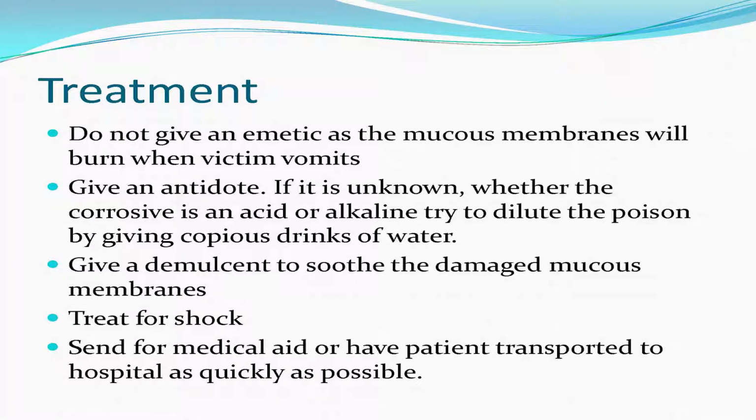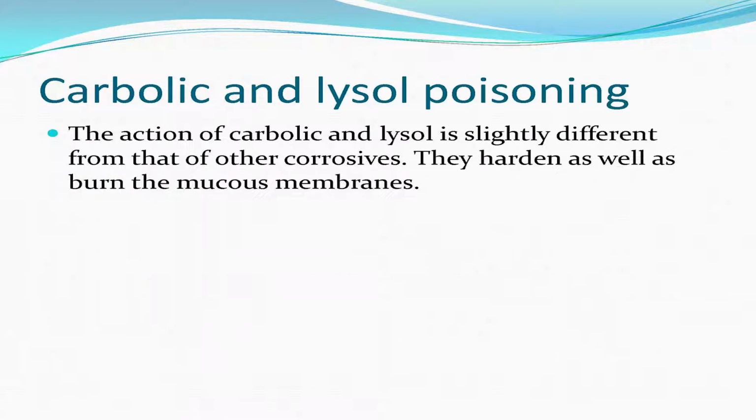Right, so you don't give an emetic to induce vomiting, but rather give an antidote. If it is known that the individual took an acid or an alkaline, you give the opposite of whichever poisoned the person. If an acid, give an alkaline. If an alkaline, give an acid as an antidote. Give a demulcent to soothe burnt or damaged mucous membrane. Treat for shock if present. Send for medical aid.